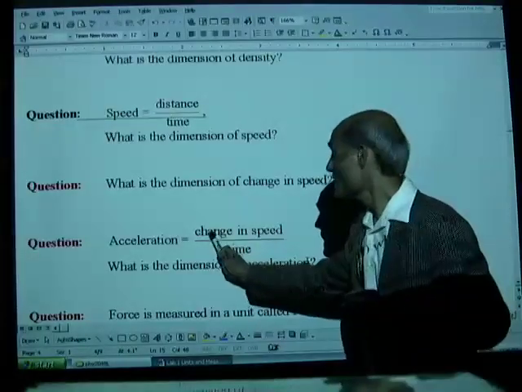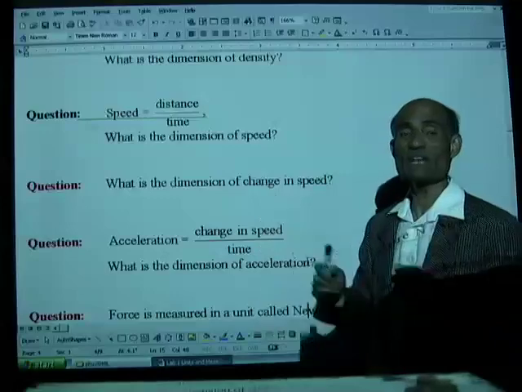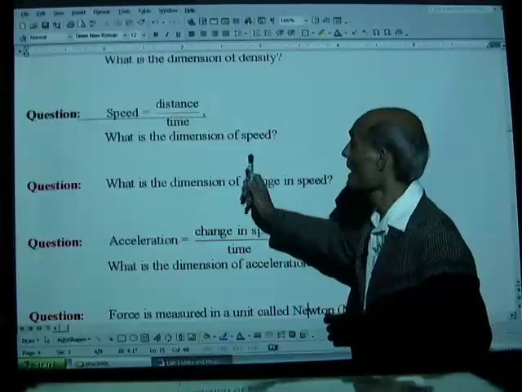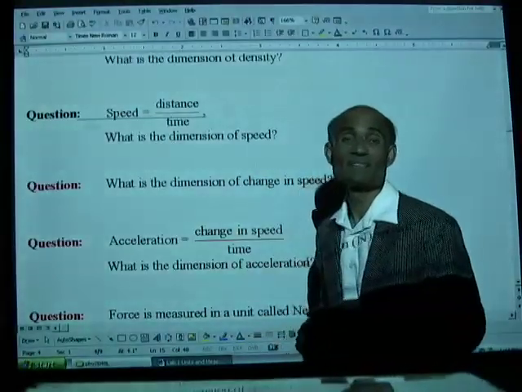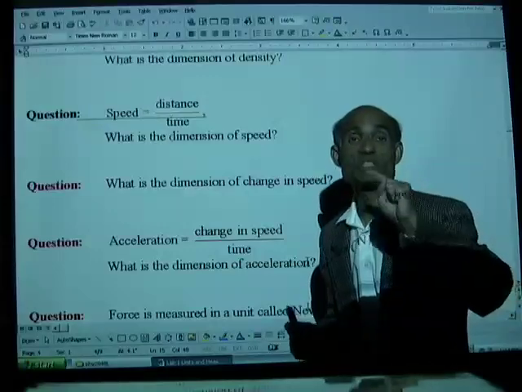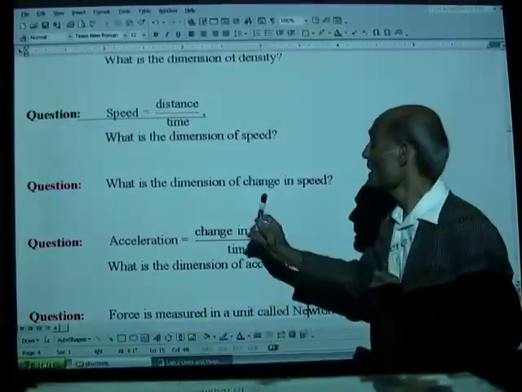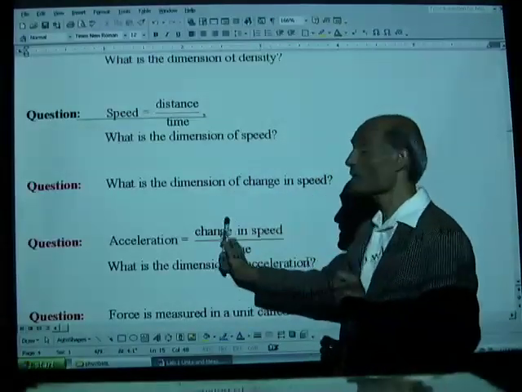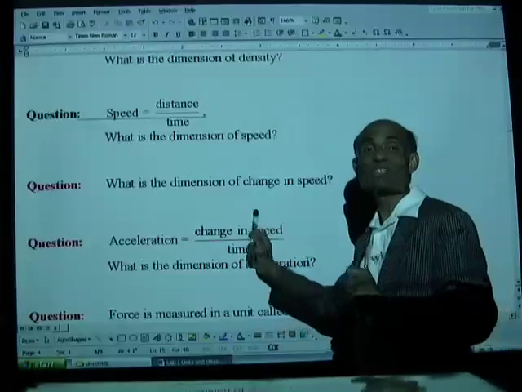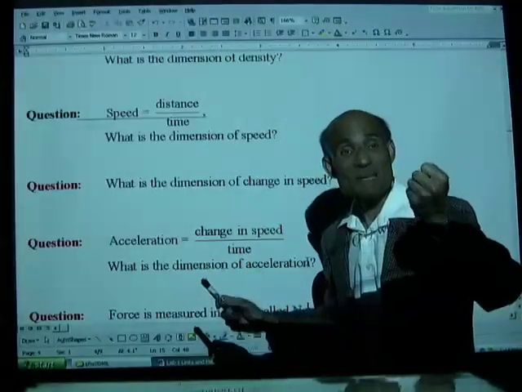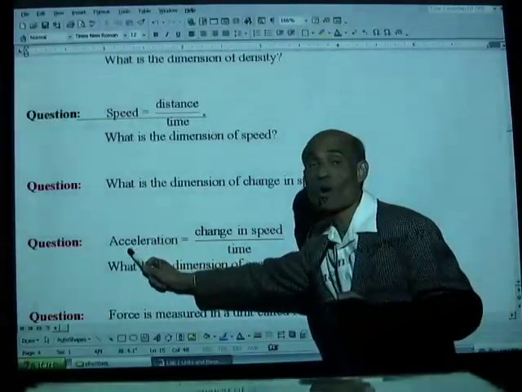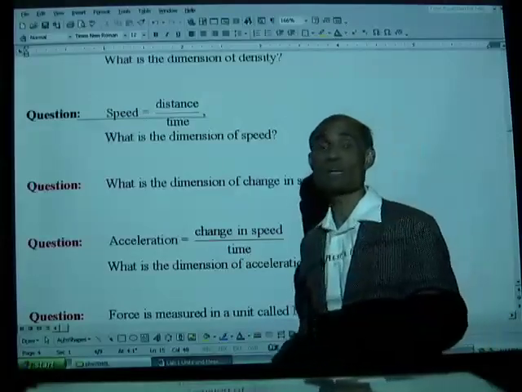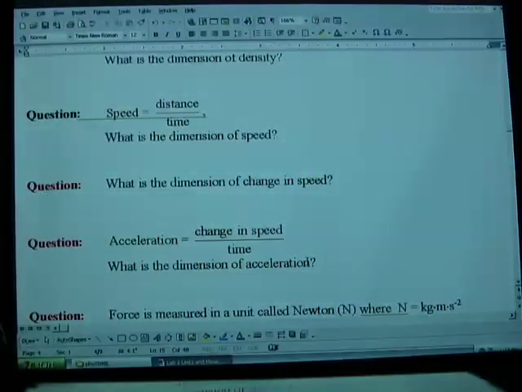In the same way, if the unit of speed is meters per second, have you obtained the unit, not the unit, the dimension? Have you obtained the dimension of speed? Well, that will be LT to the power of -1. If LT to the power of -1 is the dimension of speed, what is the dimension of change in speed? It's the same thing. All right, in that case, what is the dimension of acceleration? I'm going to leave it for you to obtain the dimension of acceleration.